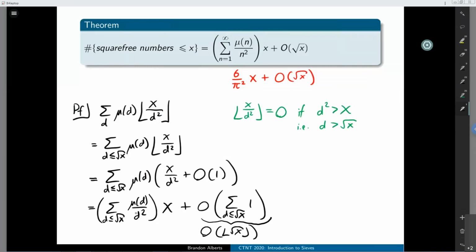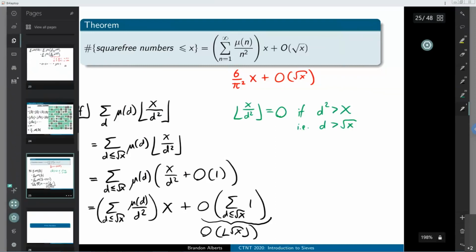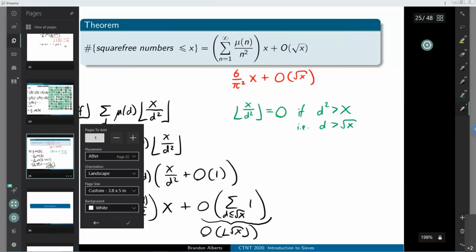But how are we going to take care of this main term? This is a nice little trick that will be useful on some of your homework problems. We're going to go over to the next slide in order to do this trick. I'll rewrite the main term on the next slide, and I'll show that this main term is equal to this term plus big O of the square root of x again. So add a page. There we go.